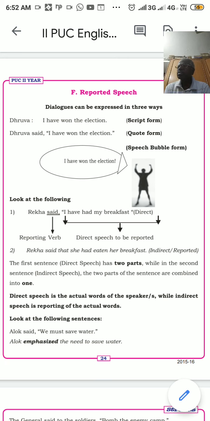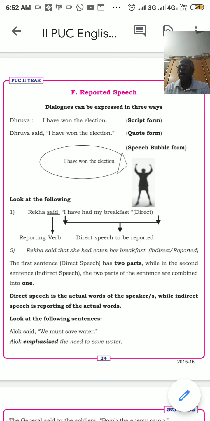The teacher said to the student, "Have you done the homework?" Have you done the homework is a yes or no question. It is changed like this: The teacher asked the student whether he had done the homework. Whether he had done the homework. You has become he, and have done becomes had done. So these are all changes.